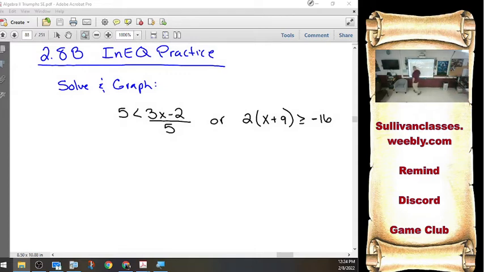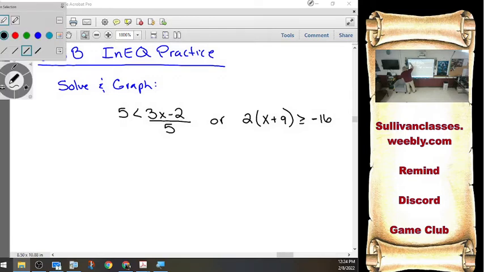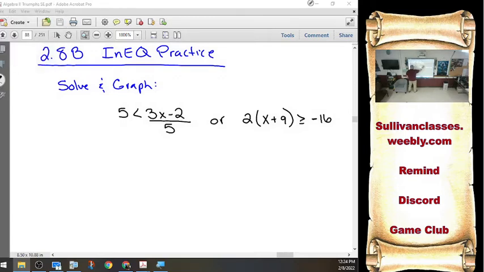When I see or, we've been through this enough times. Means solve two different ones separately. And then at the end, when you sketch your little graph, you have to look for where is one or the other true. Solve the first one. If I'm dividing by 5, multiply by 5. This part cancels. Got 25 is less than 3x minus 2.